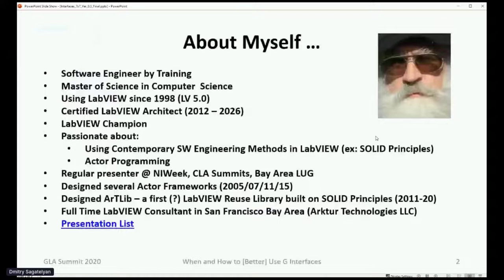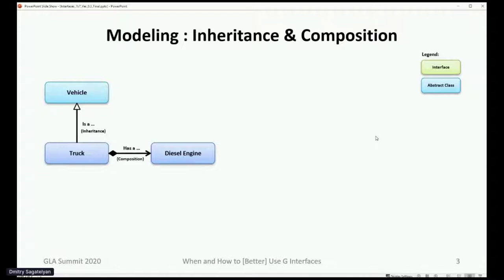Inheritance and composition could be used for creating class hierarchies since the introduction of classes to LabVIEW in 2006. A truck is a vehicle, but a truck has a diesel engine. Classes have types. Inheritance provides a child class with a subtype of its parent class. This enables subtype polymorphism. A VI with a vehicle input may be passed instances of any vehicle class descendants.